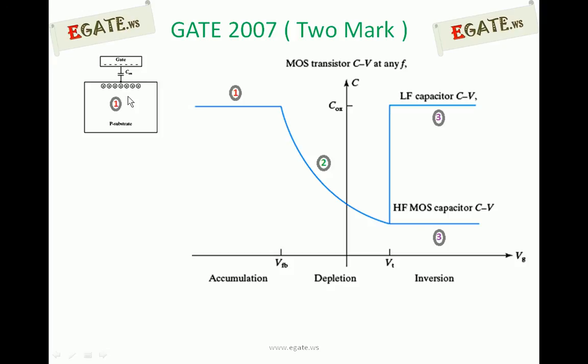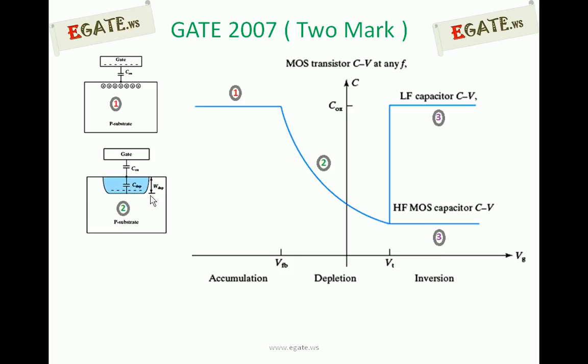This first region is related to the gate voltage less than the flat band voltage. This is the voltage scale VG, the gate voltage, and this is the flat band voltage. If the gate voltage is less than the flat band voltage, that is this region, which is called the accumulation region. Over that, the effective capacitance is equal to COX. So whenever VG is less than VFB, the MOS capacitor is in accumulation region and the effective capacitance is equal to COX, the first region.